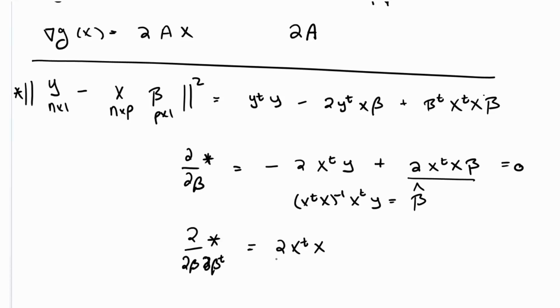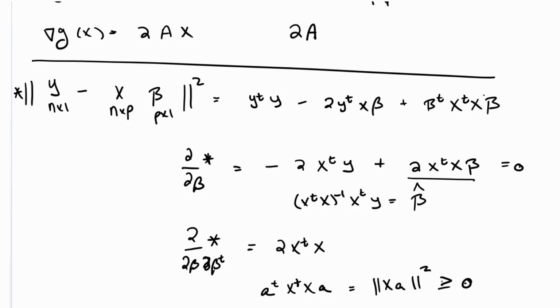Now, having said that, we note that X transpose X, and hence 2X transpose X, is a positive definite matrix. We can see that because if we take any non-zero vector A, and we have A transpose X transpose X A, that is exactly equal to the norm of XA squared. So thus that has to be greater than or equal to 0.